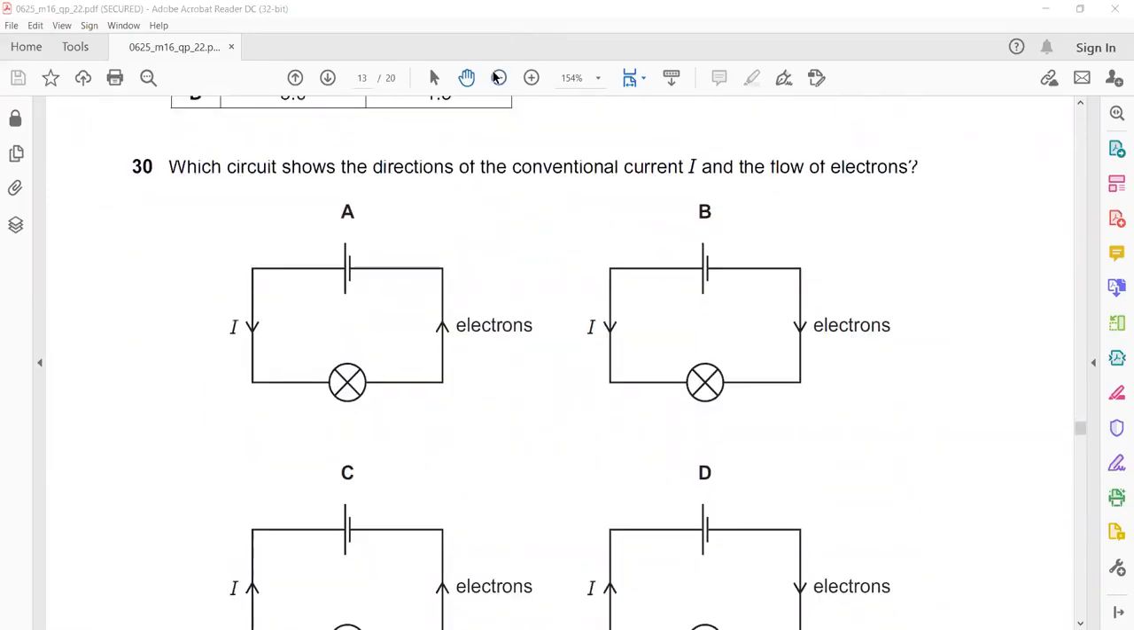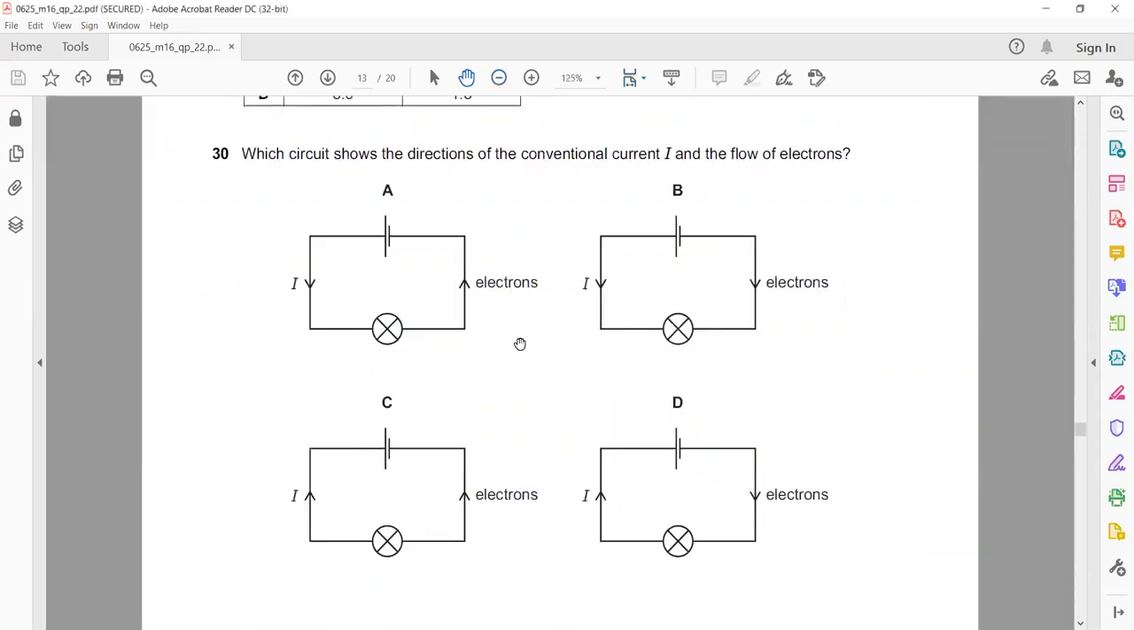Which circuit shows the direction of conventional current and electron flow correctly? Conventional current is from positive to negative. The current I is from positive to negative, and the electron flow is from negative to positive. The big line represents a positive terminal, the small line represents a negative terminal. So what could be the right answer for question 30?